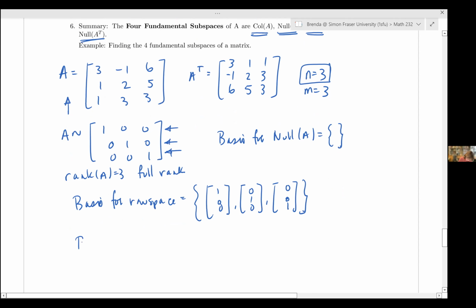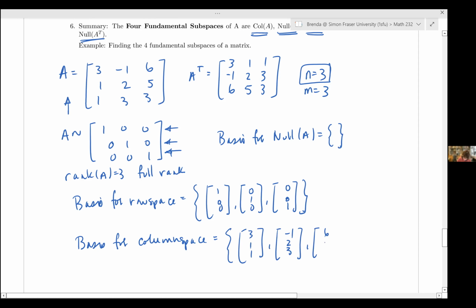The basis for the column space is going to be all 3 columns, but we are going to use the columns from the original matrix: (3, 1, 1), (-1, 2, 3), (6, 5, 3). Okay, there's the basis for the column space.